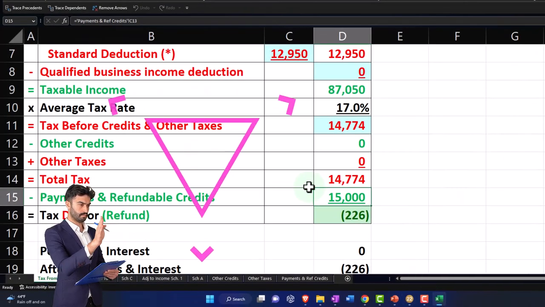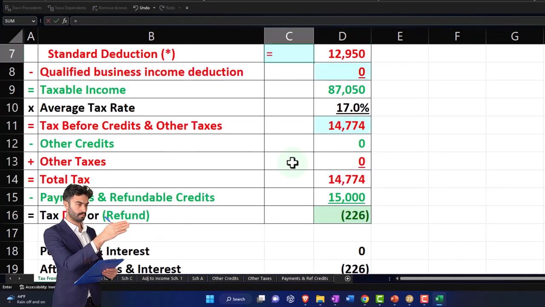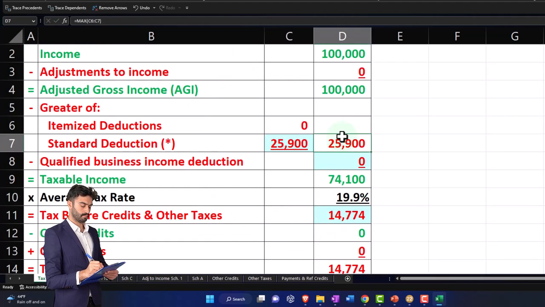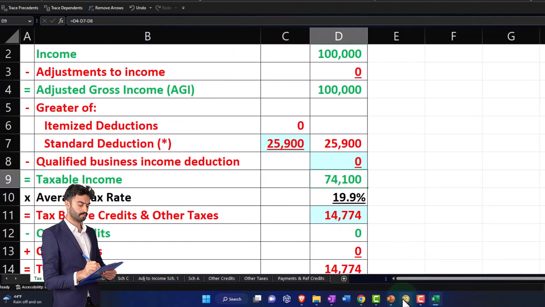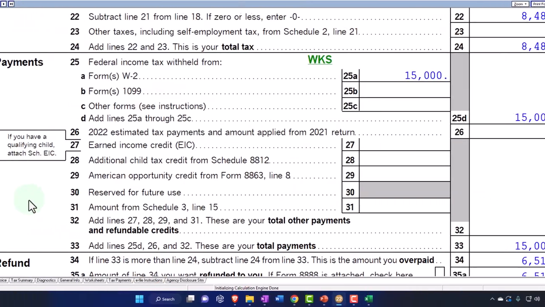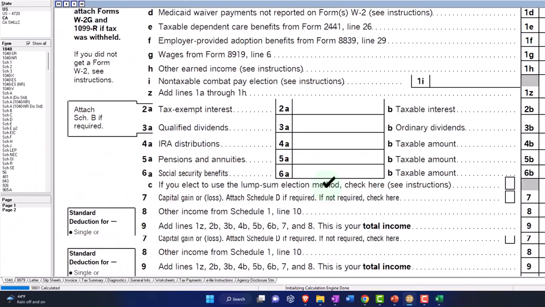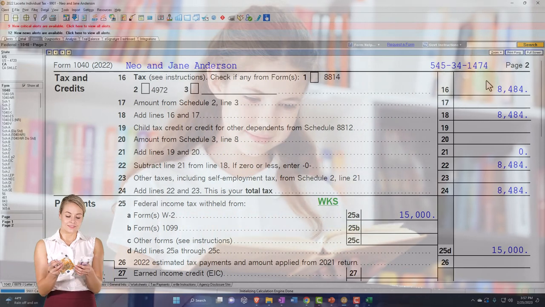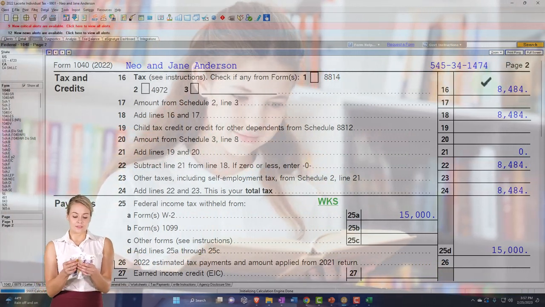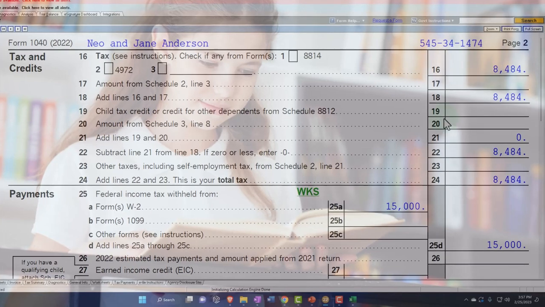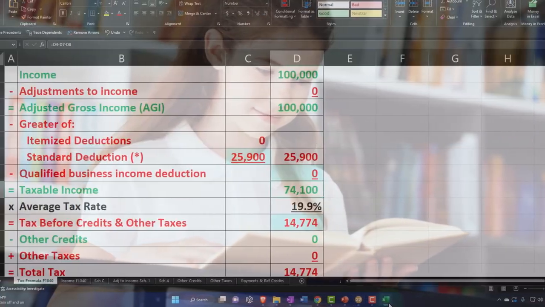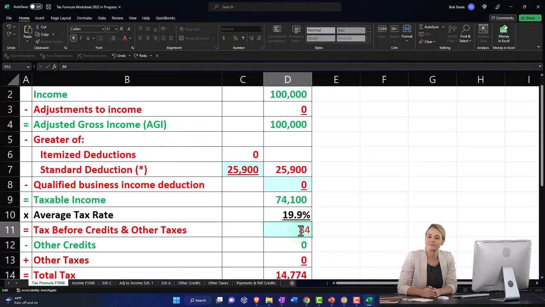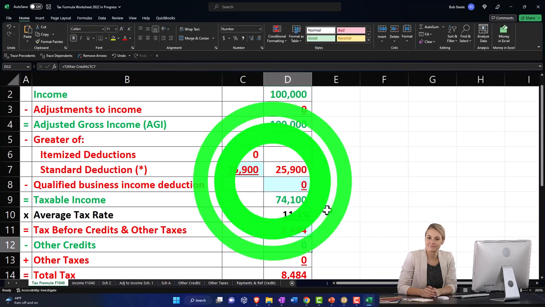So in any case, if I go back to the equation here, all that's happening is now I'm upping the married filing joint to the 25.9. So there's the 25.9 getting us to that 74.1. So the 74.1 on page one is here. And then on page two, the tax calculation is now lower because one, the tax is lower, but also two, we're using different tables for married instead of single. 8484, right? That would be that.